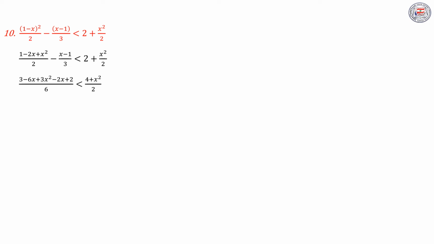In the second step, you have to take common denominators in both parts of the inequality. In the first part, the common denominator between 2 and 3 is 6. And to find the numerator, you divide 6 by 2, you get 3, and 3 must be multiplied by 1 and by minus 2x and by x squared. So you get 3 minus 6x plus 3x squared.